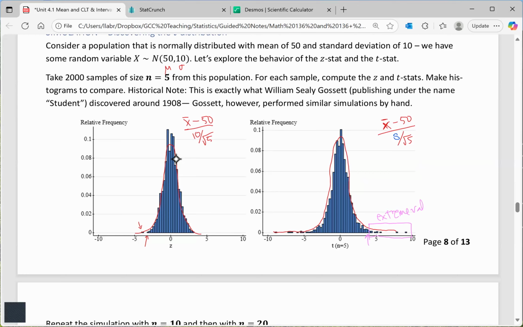So my extreme values occur more often. And again, that's due to the fact that you're taking the sample standard deviation S, and sample standard deviation changes from sample to sample. So there's additional variability in here, which is responsible for these tails. So we can see that for sample size 5, we have thicker tails. We are still pretty symmetric though.